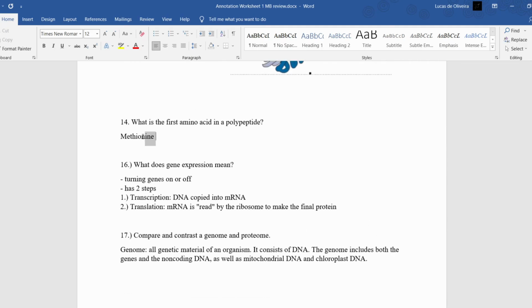So this is obvious by now. I've gone through this many times, but the first amino acid in a polypeptide is methionine, and in Apollo you will see methionine. Making sure that methionine is the very first thing you see at the start of a gene model is important for validating and annotating.